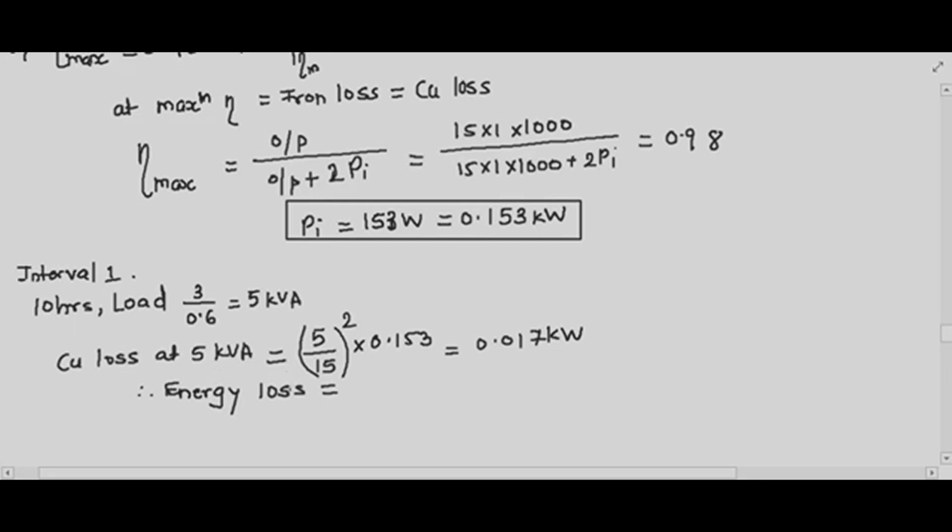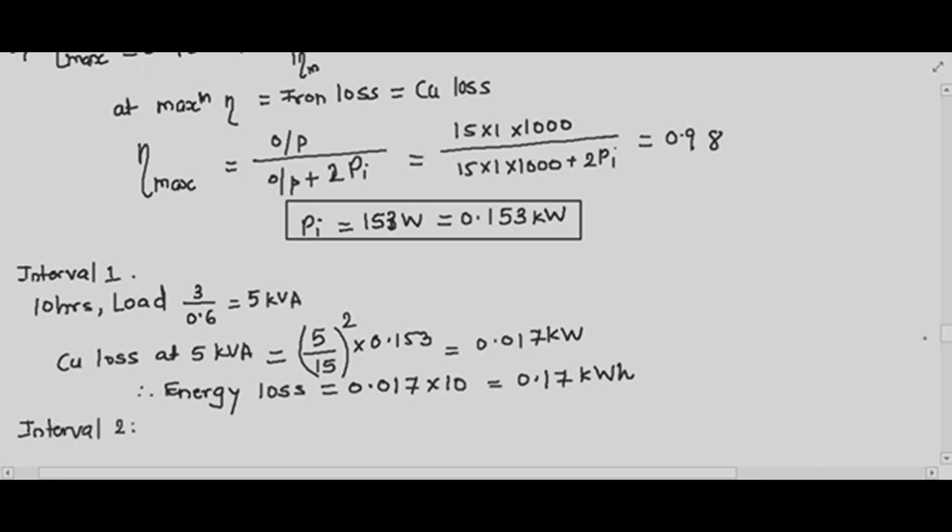So what is the energy? Energy is nothing but power into time. So 0.017. For how much time is this transformer working? 10 hours. So I will get this as 0.17 kWh. Similarly, I can find out for interval 2.